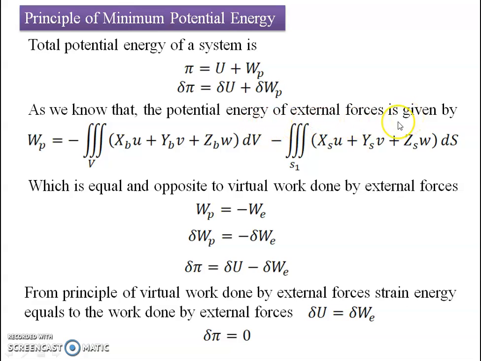There are two types of forces applied on a structure: the external force and the body force. When the work done by both the forces is accounted, the total potential energy of external force will be equal to the product of the force multiplied by the displacement in the respective direction over the volume. In case of body forces, it will be Xb into u plus Yb into v plus Zb into w, whereas in case of surface forces, it is the product of the surface force multiplied by the displacement component in the respective direction over the entire surface, which is generally equal and opposite to the virtual work done by the external forces.